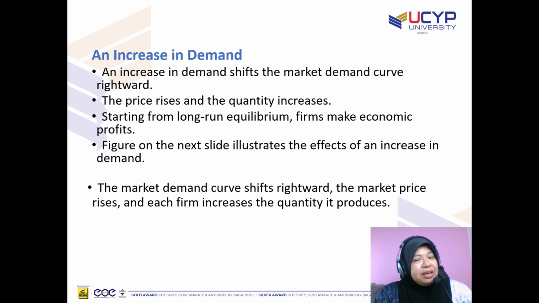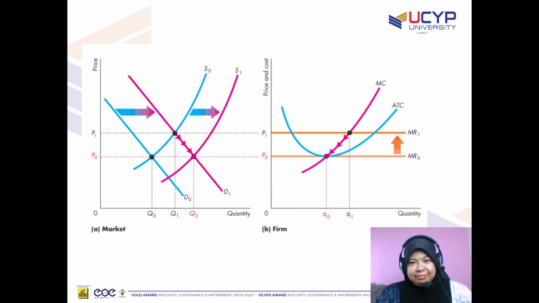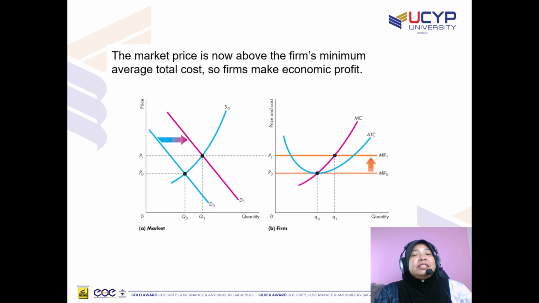The market demand curve shifts rightward. The price rises and each firm increases the quantity it produces. So this is the figure. The market price is now above the market's minimum average total cost, ATC. So firms make economic profit.